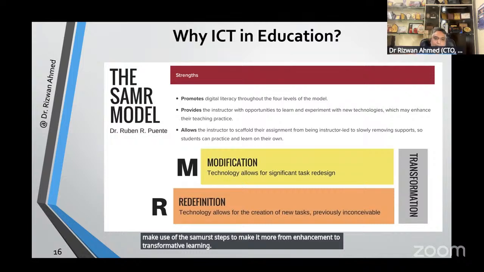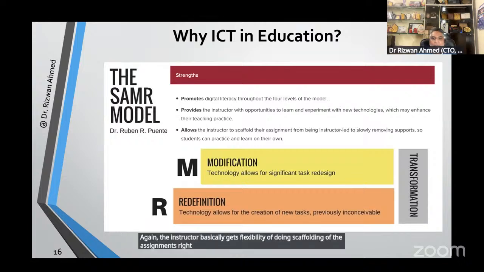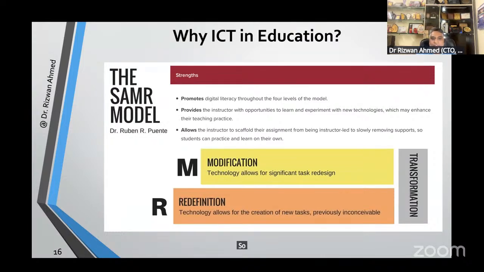Again, the instructor gets the flexibility of scaffolding the assignments, slowly removing some kind of support as we go forward. When you start early, in the first step, and go to the last step, you are trying to make students learn things and do assignments on their own. In the first step, we give them the course material, but at the same time, they are required to attempt quizzes.